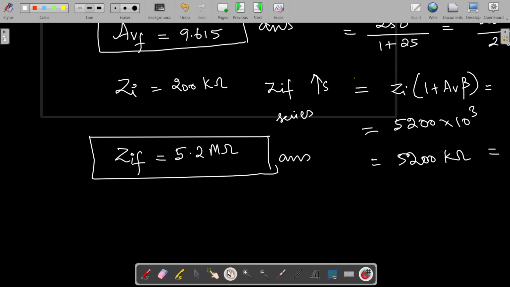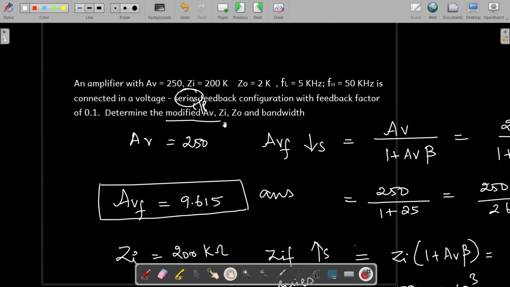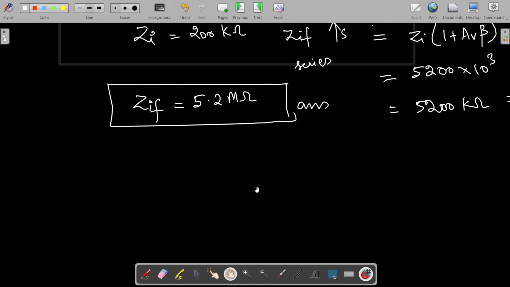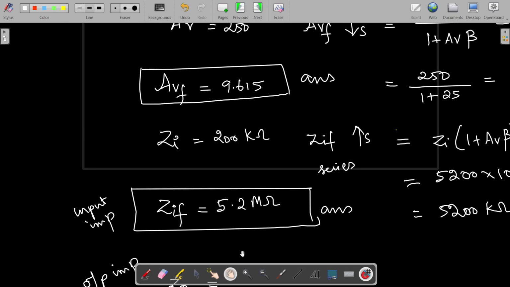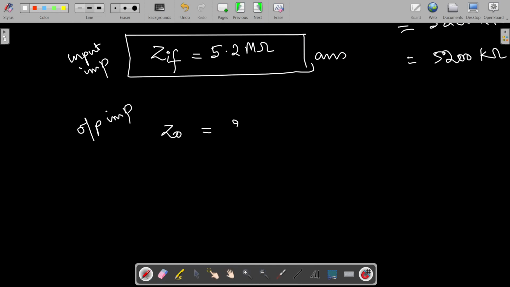So we got the second parameter. Then it is Z naught. Z naught is the output impedance, while this was your input impedance, right? So what is the value given for Z naught? It is 2 kilo ohm.